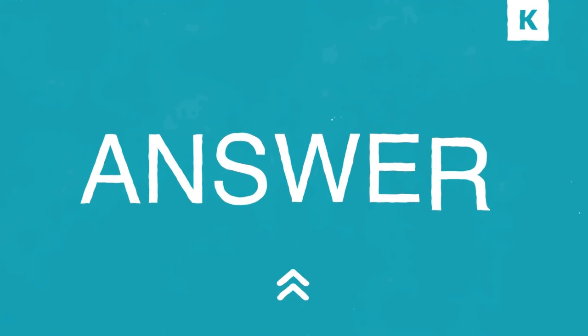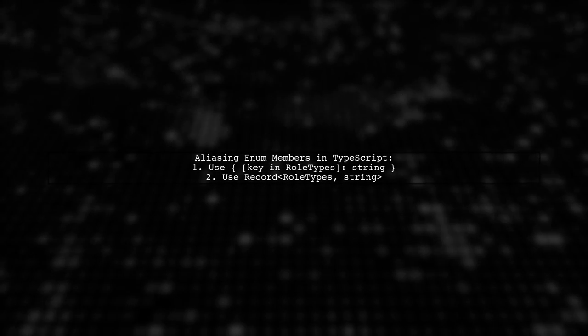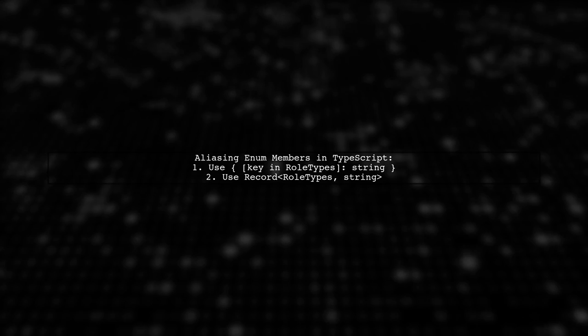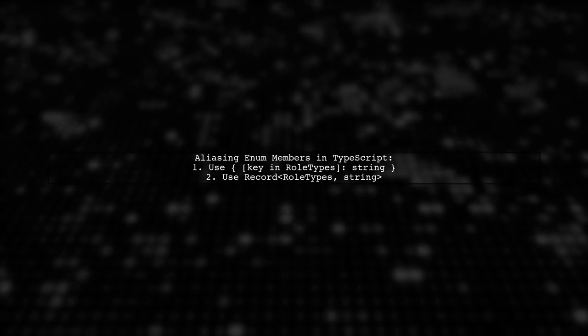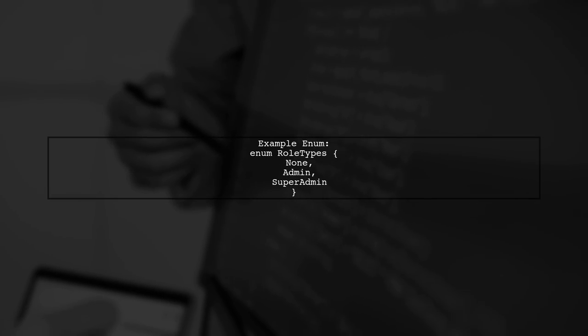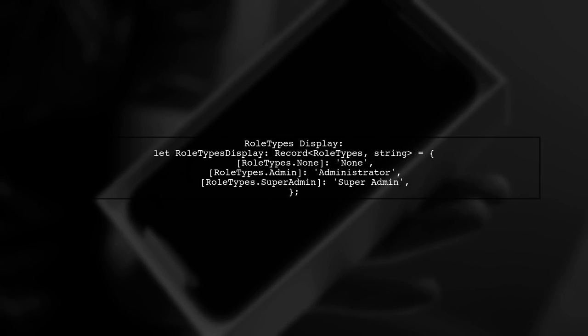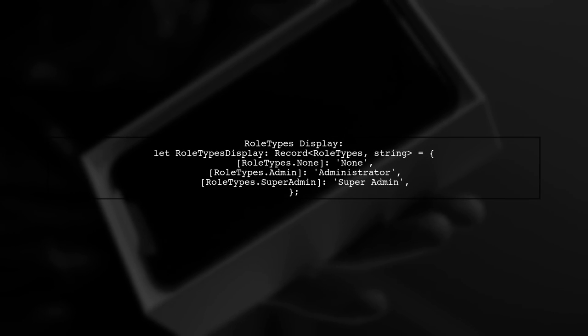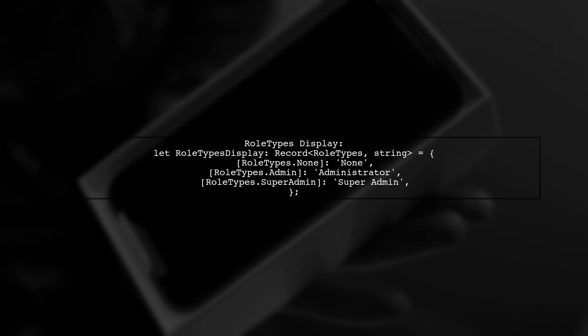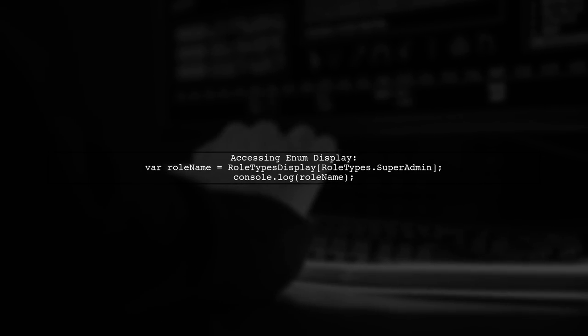Let's now look at a user-suggested answer. You can alias enum members in TypeScript by constraining object keys. There are two main syntaxes you can use. Here's an example with an enum called role types, which includes none, admin, and superadmin. You can create a display object that maps these enum values to strings, like administrator for admin. Finally, you can access the display name using the enum value, like this: roleTypes display roleTypes.superadmin.